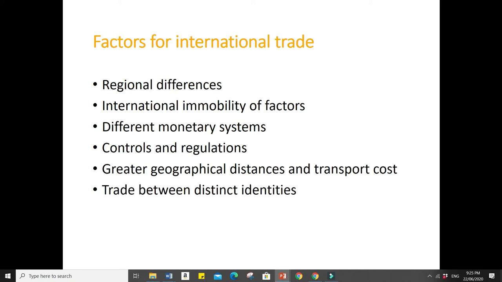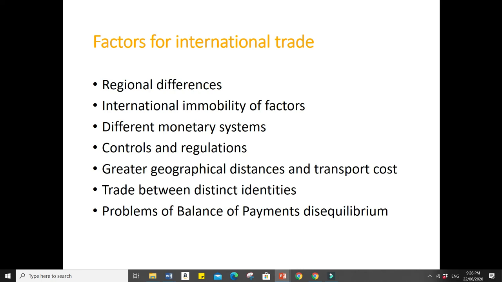Okay, next, another factor for international trade is trade between distinct entities. So when we speak of this factor, international trade is carried on between nations who have distinct political identities and distinct linguistic and cultural identities. So international trade would involve an exchange of goods between different people. It's more of like us and them, Filipinos and other nationalities.